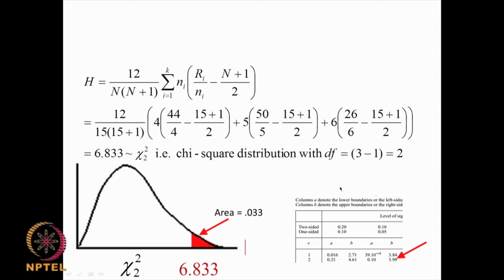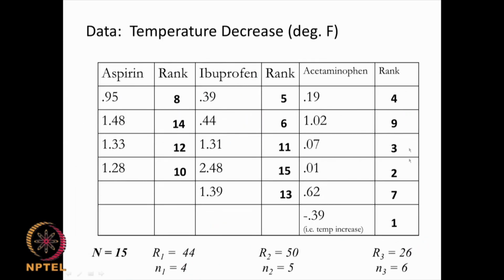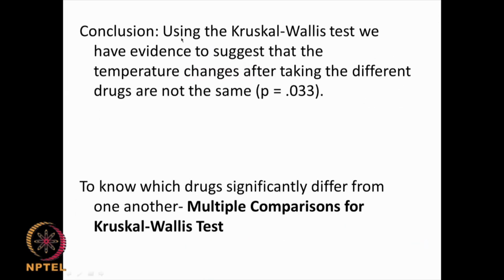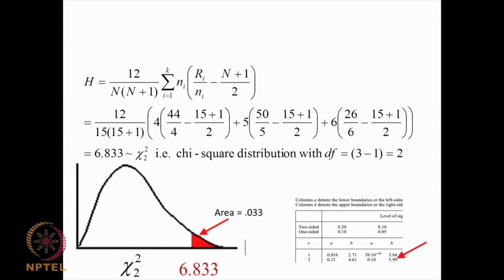Okay, now the next question is which drug is statistically significantly different from the other. Now, again there is a different type of approach. So, the conclusion, using the Kruskal-Wallis test, we have evidence to suggest that the temperature changes after taking different drugs are not the same, because P comes out to be 0.033 area.